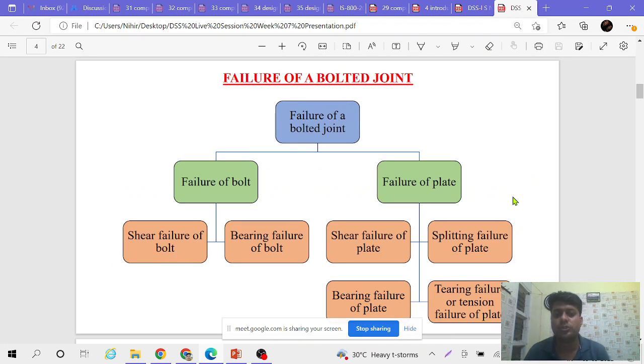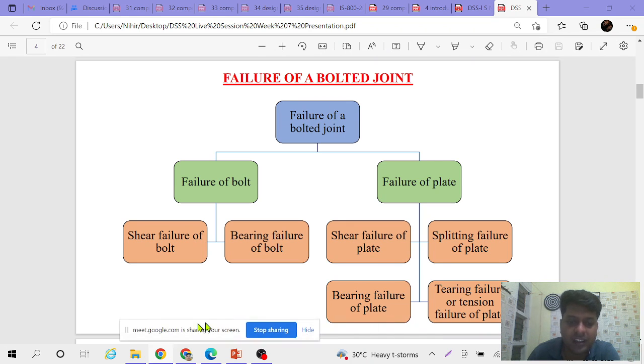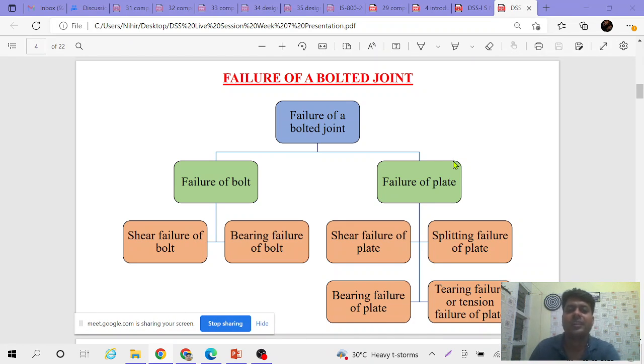Now first of all, coming to the basic teaching, Shivam, do you remember I told you in my last live session that we will deal with failure, how failure of a bolted joint happens, in detail. So now we will discuss it. As you can see from this figure, failure of a bolted joint can happen because of failure of the bolt or because of failure of the plate. If any one of them fails, then the joint will fail.